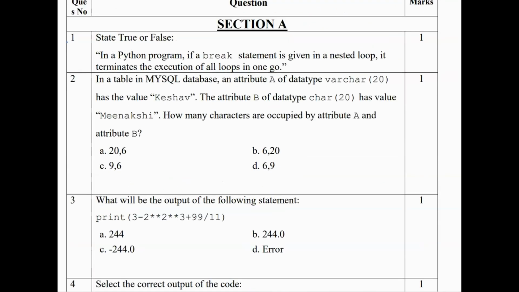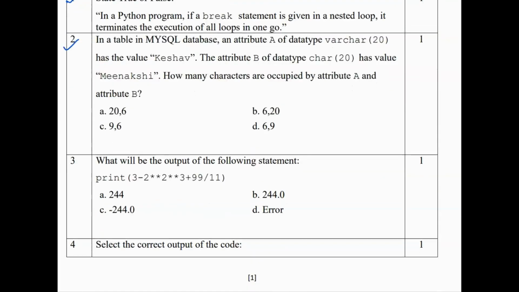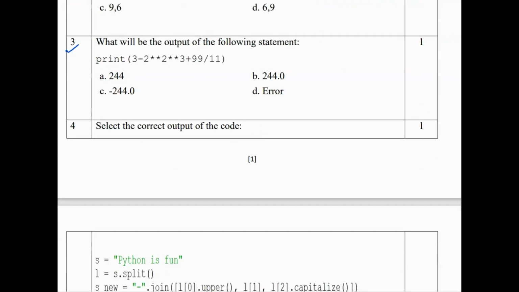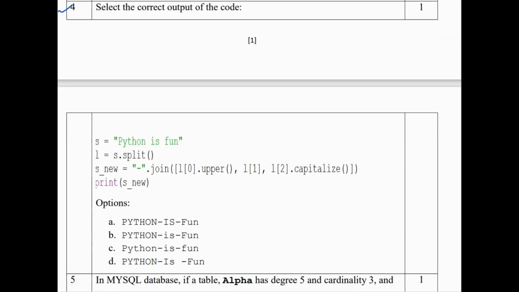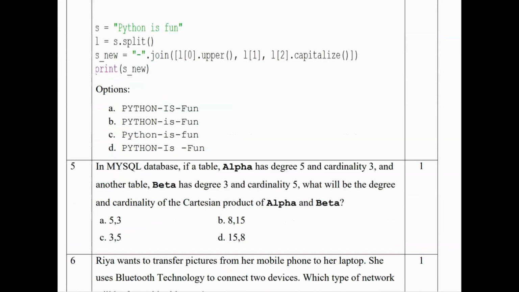So far we have completed question number 1 and 2, and for question number 3, in the previous video I have asked you to refer to the description link and the previous video's link for the operator precedence video. Please go and watch the video. Now question number 4 under the sample question paper. Let us start that. Select the correct output of the code.